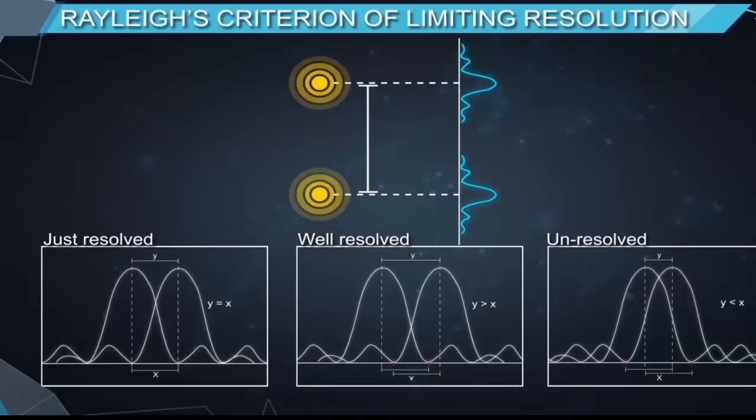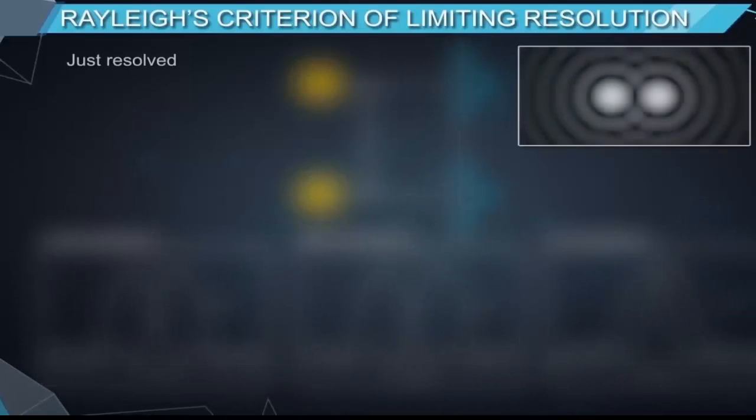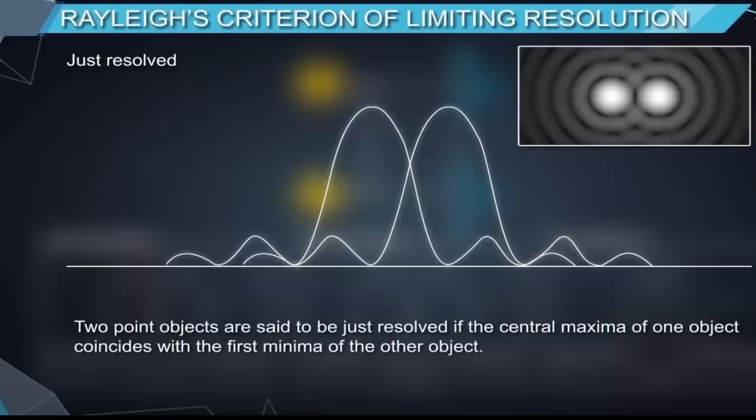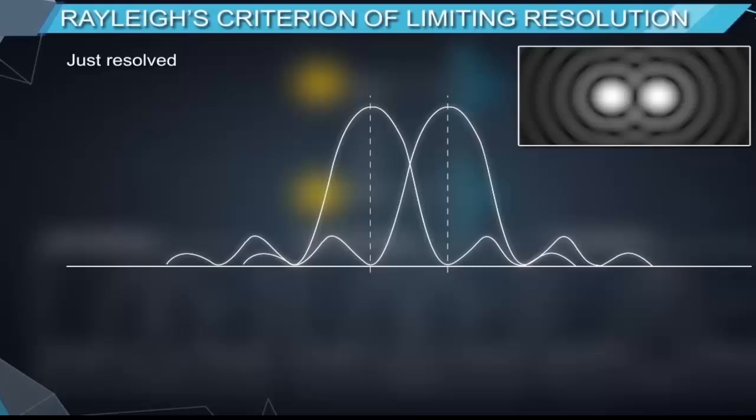According to Rayleigh's criterion, first criterion: two point objects are said to be just resolved if the central maxima of one object coincides with the first minima of the other object. In this condition, the distance between the central maxima of these objects, y, will be equal to the distance between the central maxima and its first minima, x. Therefore, if y is equal to x, the points are said to be just resolved.